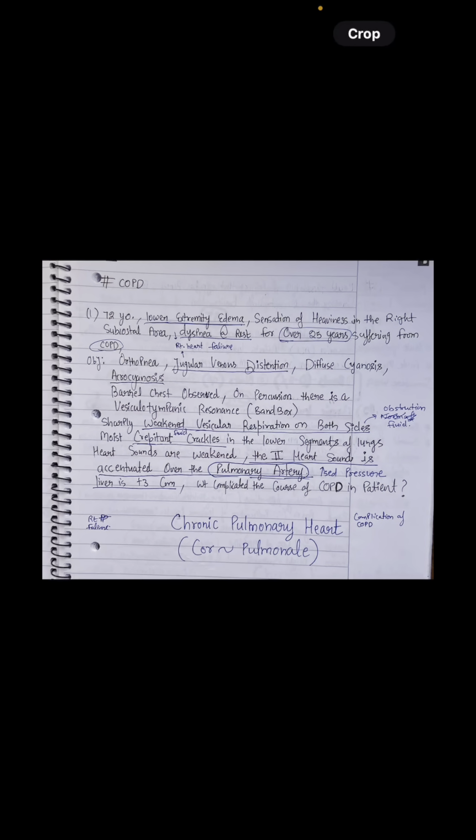You all know what COPD is. A 72-year-old patient has lower extremity edema and a sensation of heaviness in the right subcostal area, dyspnea at rest, and has been suffering from COPD, chronic obstructive pulmonary disease, for over 25 years. So orthopnea, jugular venous distension. Jugular venous distension, I have just told you, is a characteristic of right heart failure. Diffuse cyanosis, acrocyanosis, barrel chest, sharp on percussion.